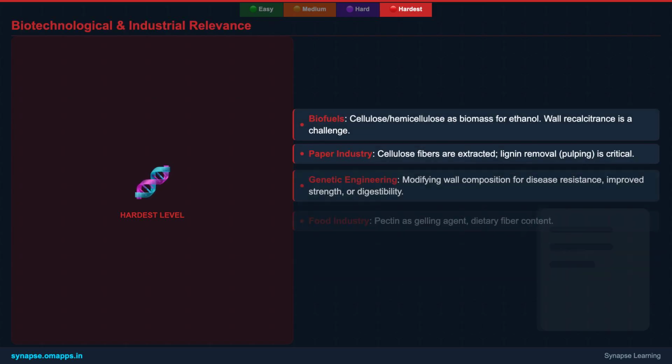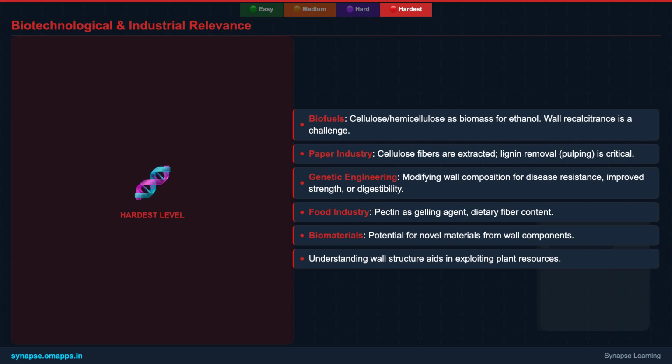Understanding the cell wall has immense biotechnological and industrial significance. In the pursuit of biofuels, cellulose and hemicellulose from plant cell walls are primary feedstocks for ethanol production, though breaking down the wall's recalcitrance remains a major challenge.